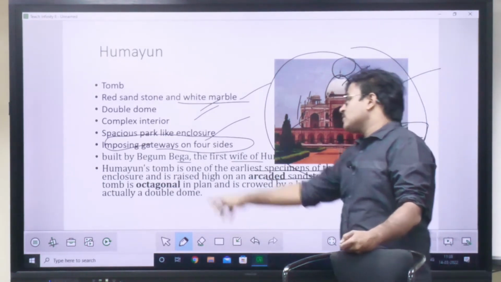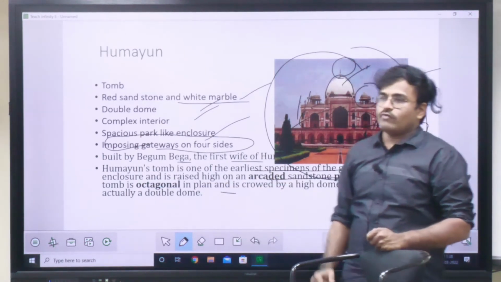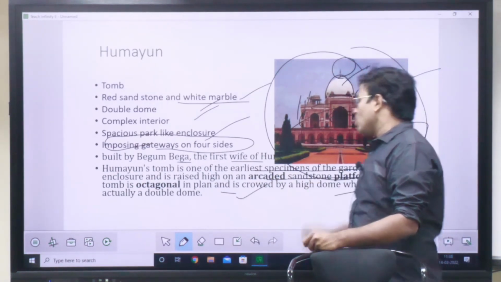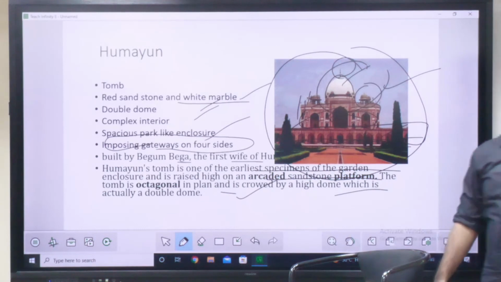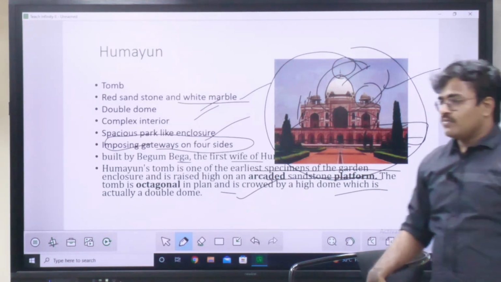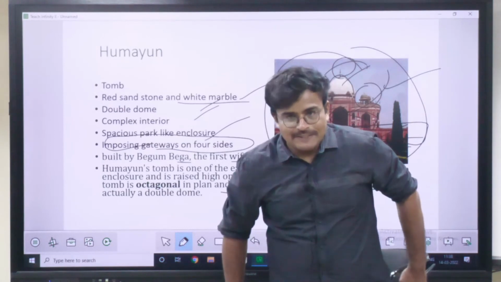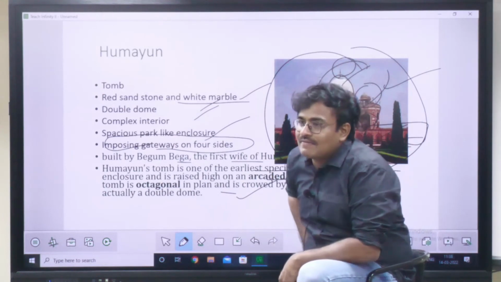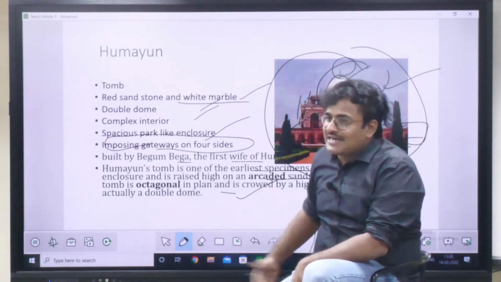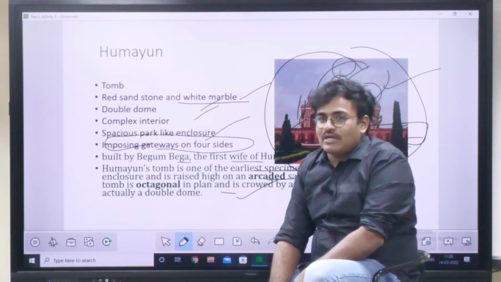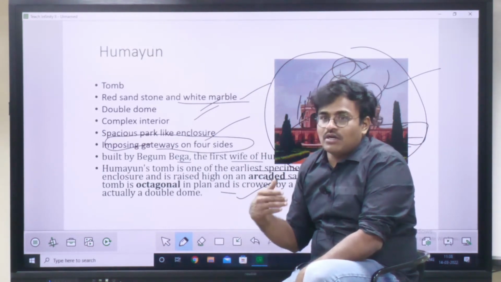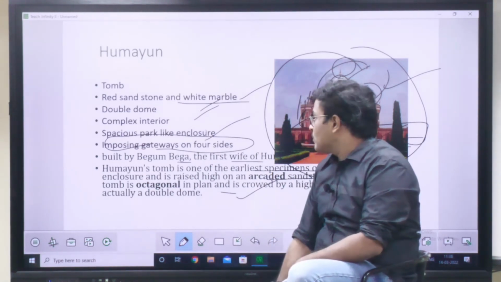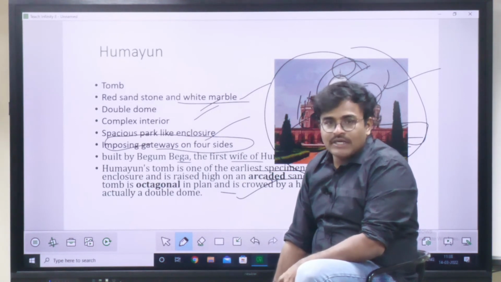Then this tomb is octagonal in plan. Octagonal structures are also an influence of the Lodhis. Again, it is crowned by a high dome, which is actually a double dome structure. Double dome also. Is it Lodhis? Who started the double doming practice? Lodi. So it is exactly like the Lodi tombs, but larger in scale and more beautiful aesthetically. So this is Humayun. Is this clear?